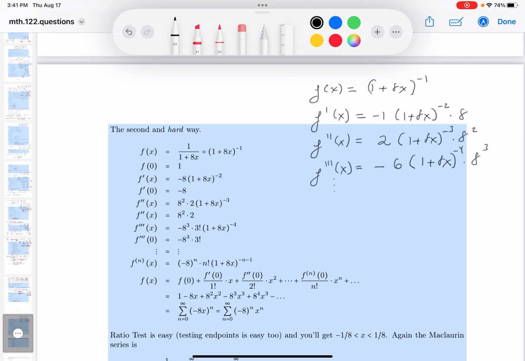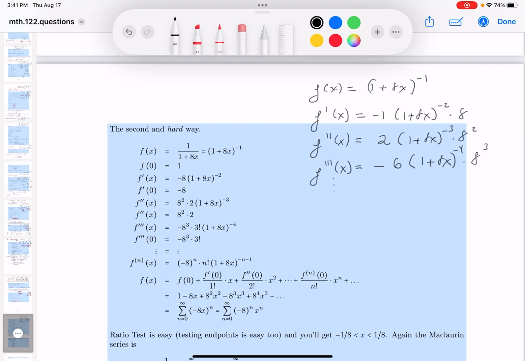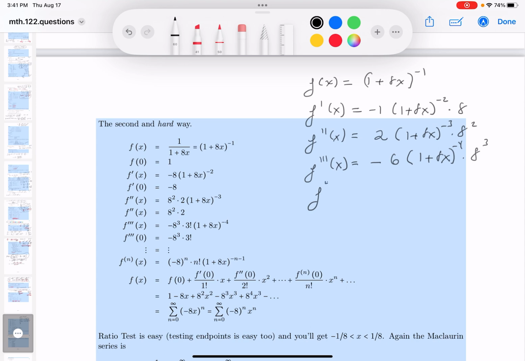I could probably just write down the next derivative without taking it, just by looking at the pattern. I'm going to say f4, the fourth derivative, in parentheses, of x. Well, I know the sign of it, it's going to be positive. I'm looking at these numbers in the beginning, 1, 2, and 6, and I recognize them as factorials: 1 factorial, 2 factorial, 3 factorial, 4 factorial. Now, I'll write that down.